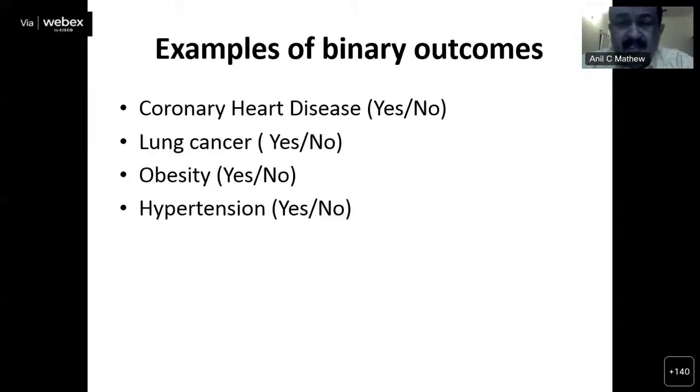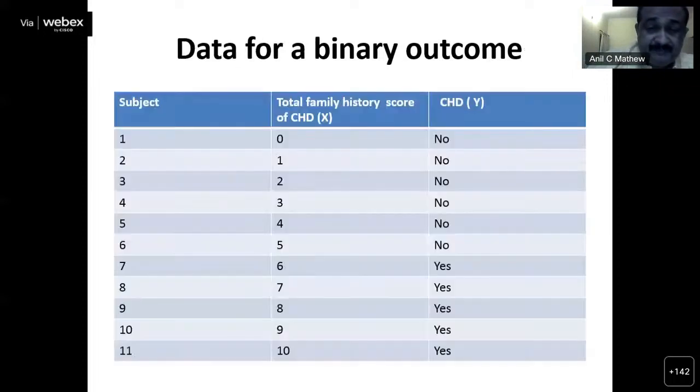So examples of the binary outcomes are, as I told you, coronary heart disease, yes or no, lung cancer, yes or no, obesity, yes or no, hypertension, yes or no. If you wanted to find out the significant factors for coronary heart disease, or lung cancer, or obesity, or hypertension, the statistical analysis which is used is called a multiple logistic regression analysis. Here, just giving an outcome, the dependent variable is coronary heart disease.